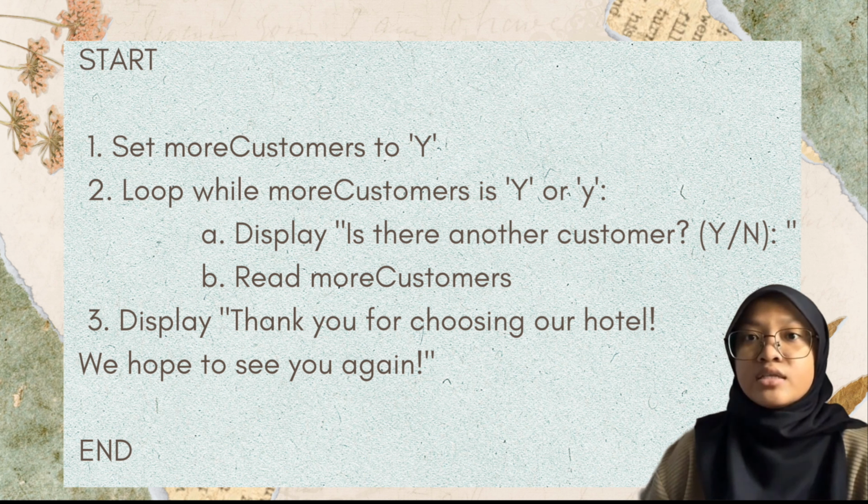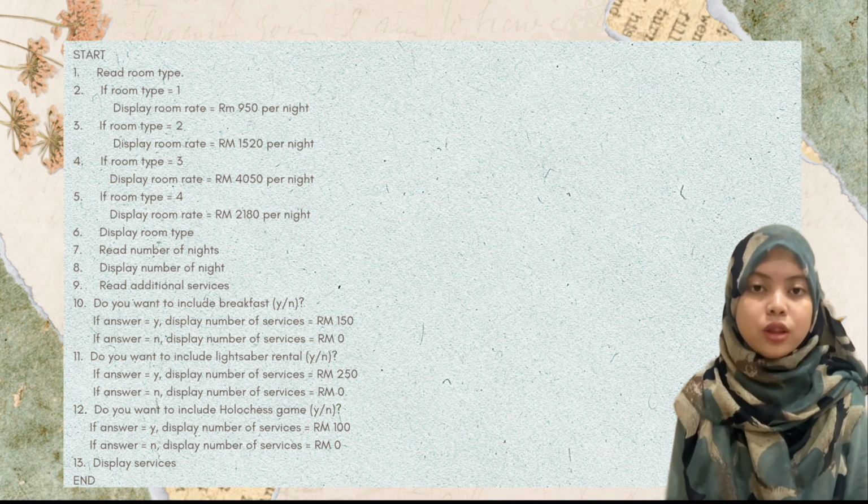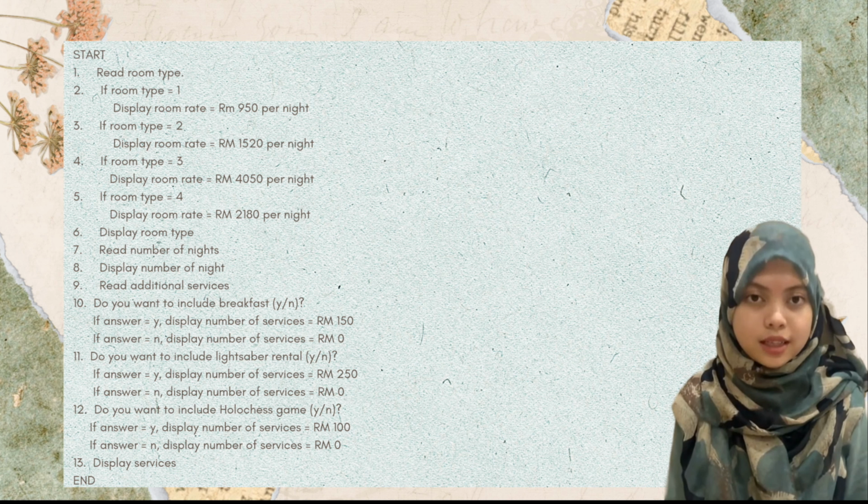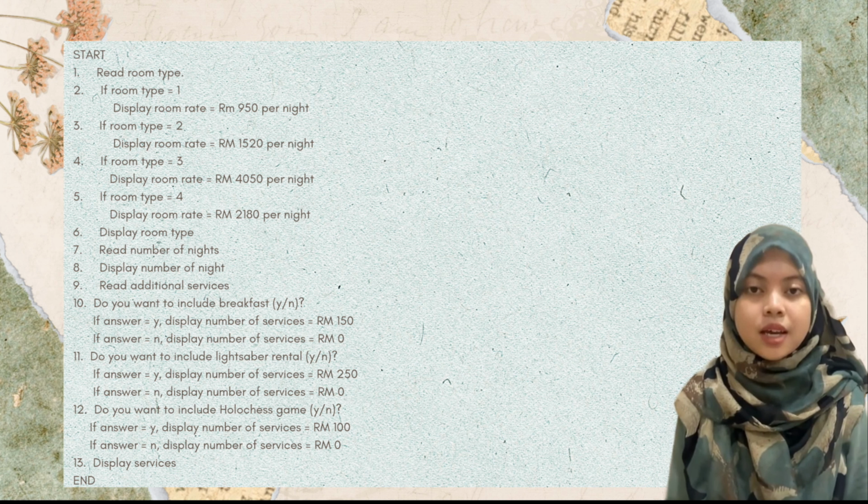Next, I'll be talking about pseudocode for displaying room options. Start, read room type. If room type equals 1, display room rate RM950 per night. If room type equals 2, display room rate RM1,520 per night. If room type equals 3, display room rate RM4,050 per night. If room type equals 4, display room rate RM1,180 per night. Display room type, read number of nights, display number of nights, read additional services.